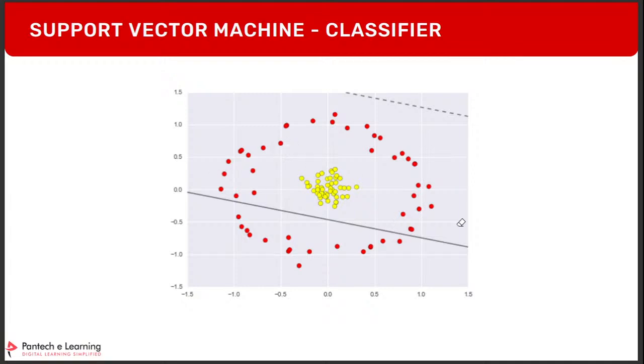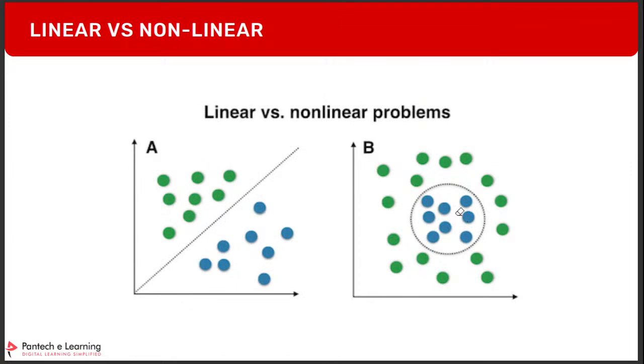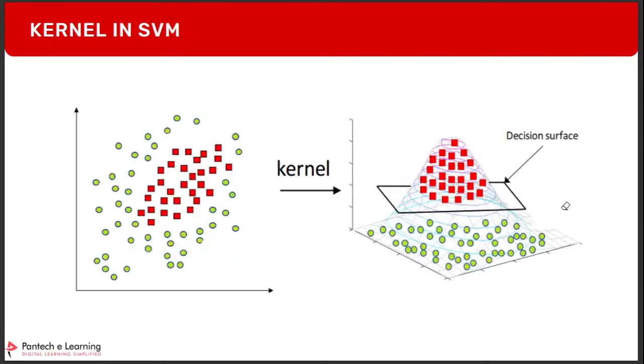So for that, the support vector machine algorithm gives you an additional option. This is what is called linear versus non-linear problems. When you draw with a straight line, you cannot fit it. In such cases, we use something known as a kernel option in the algorithm, which tries to find a decision surface which can be in 3D or any dimension with any feature.